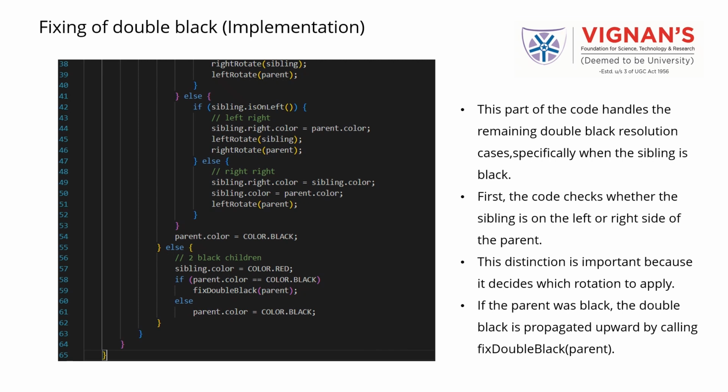If the sibling is black and both children are black, the sibling is recolored red. If the parent is black, the double black is pushed upward by calling fixDoubleBlack on the parent. If the parent is red, it is recolored black and the problem ends. This completes all 4 double black fix-up cases using rotations, recoloring, and upward propagation.